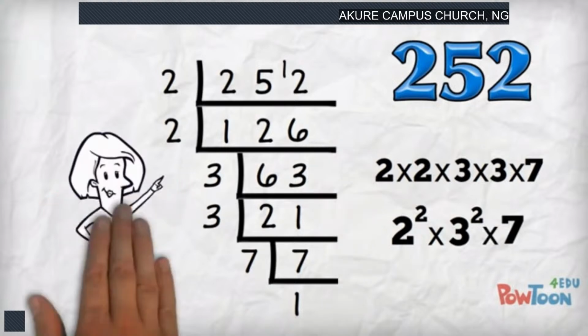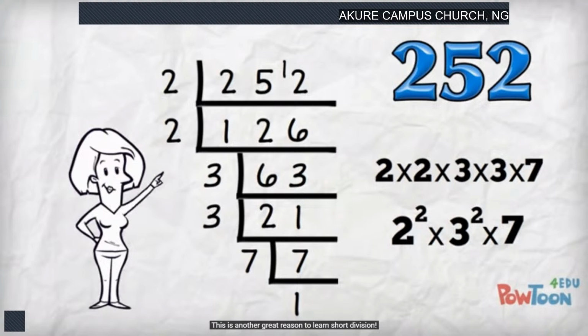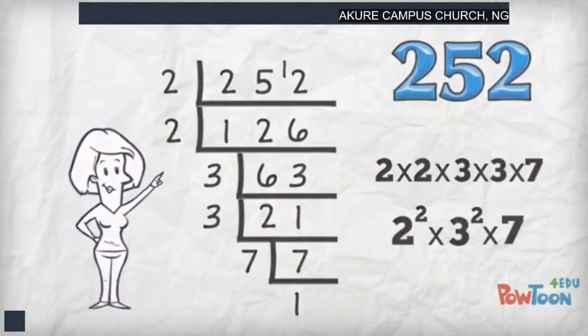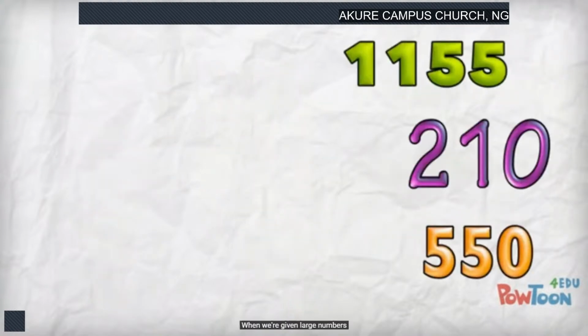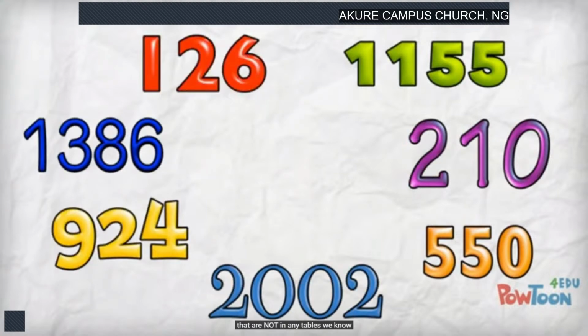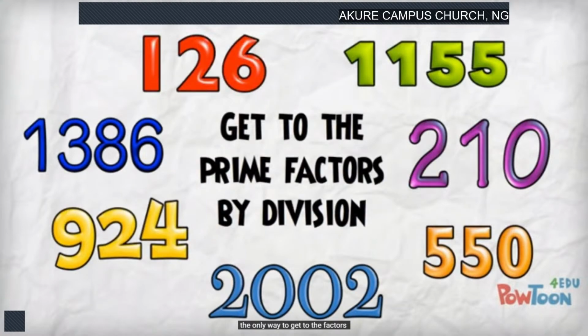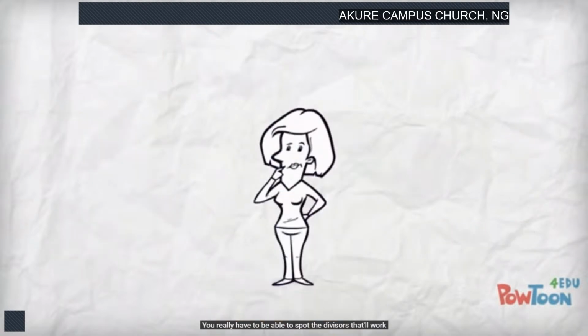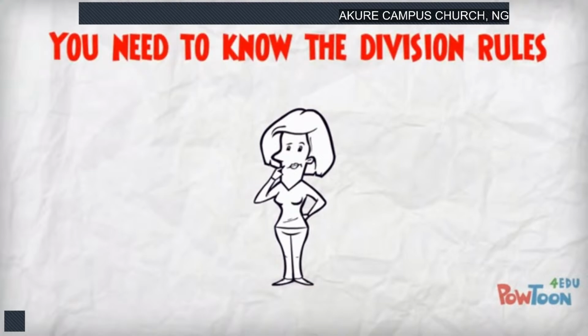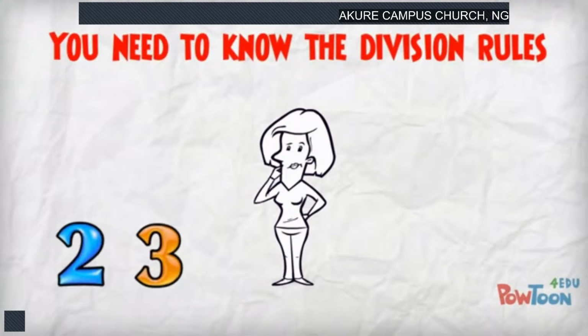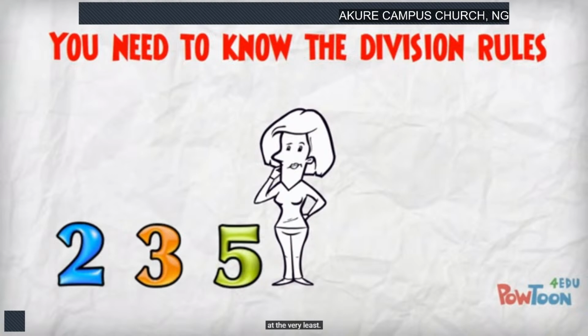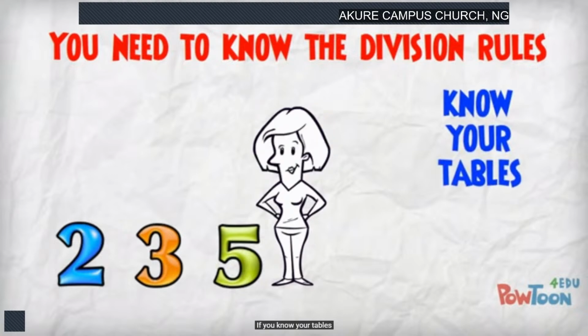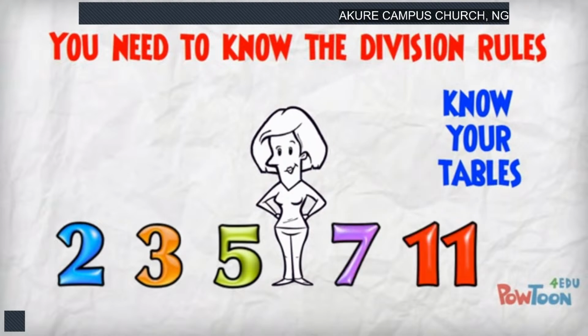You can see this is another great reason to be able to do short division. When we're presented with large numbers that are not in any tables that we know, the only way to get to the factors is through division. You really have to be able to spot the divisors that will work, and this means you need to know the division rules for 2, 3, and 5 at the very least. If you know your tables, you can also spot a number that is divisible by 7 or 11.